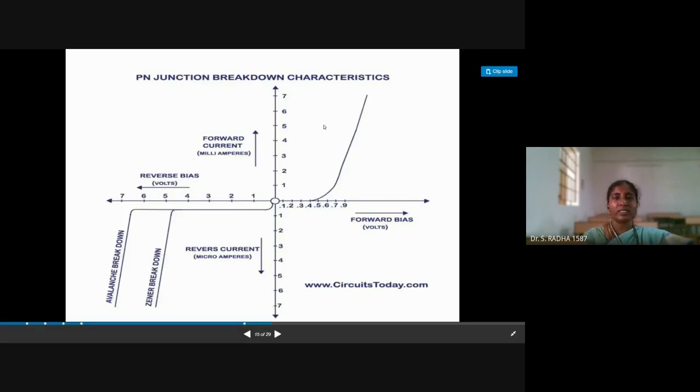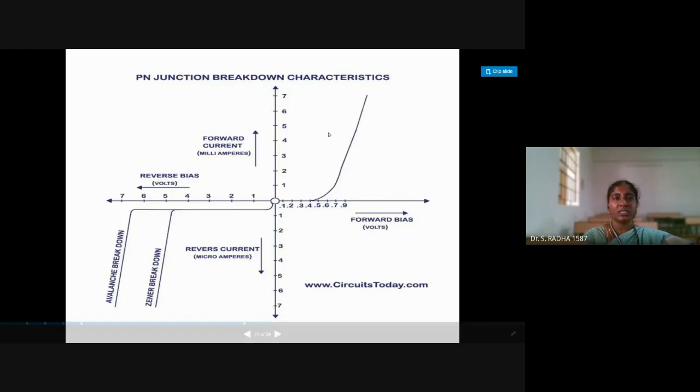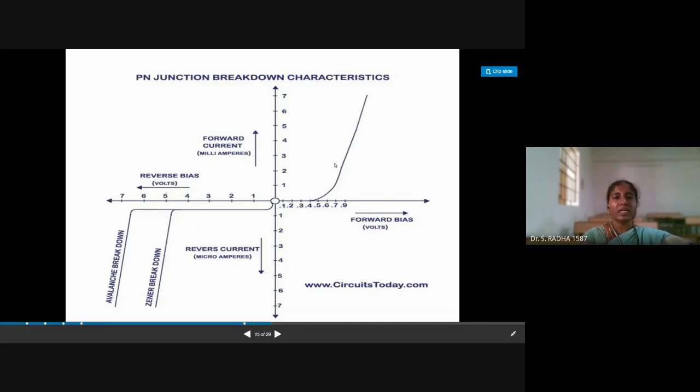In the first quadrant, Zener behavior will be exactly the same as the PN diode. There is no change. In the forward bias, the Zener diode gives a graph which is exactly similar to the PN diode. In the reverse bias only, the effect of the Zener diode can be visibly seen. You can see forward current is in milliamperes, reverse current is in microamperes.